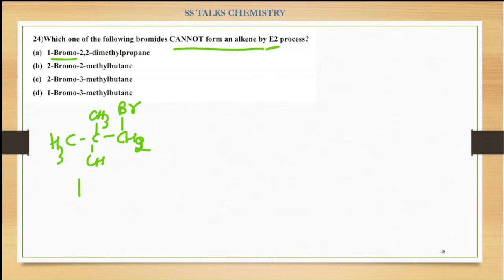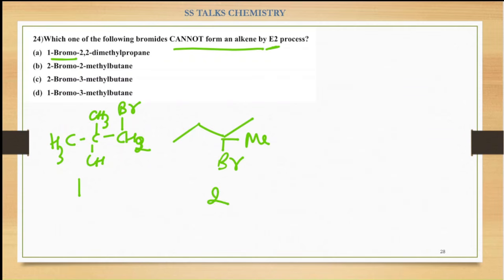Right? Next is 2-bromo-2-methylbutane. So 4 carbon atoms, 1, 2, 3 and the 4. At the second position the bromine group is attached, and the methyl group is also attached at the second position. So this is the molecule number 2 that we are having.